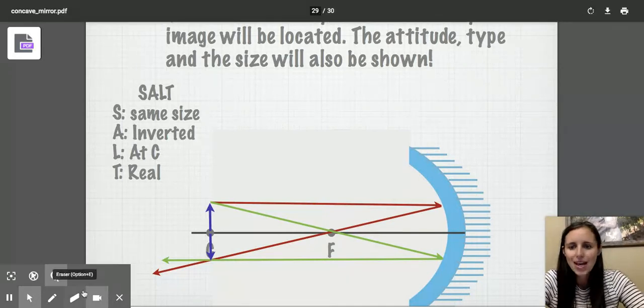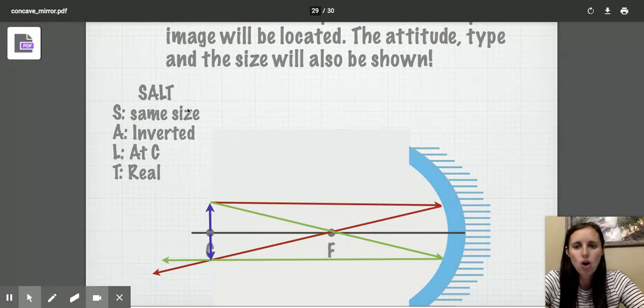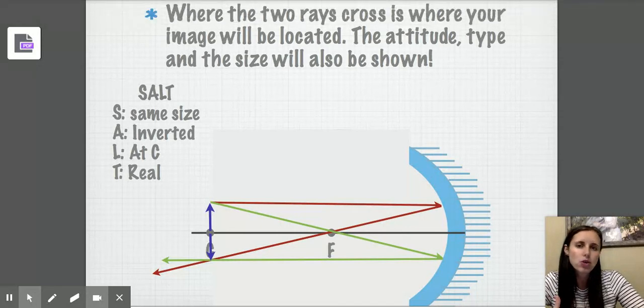I now know that anytime I have an object at C, this is always going to be my SALT. You're going to determine the SALT for the other types of objects, and then we are always going to know where our image is going to be located based off of the object. So I'm making you do all the hard work. That's okay. You're going to be working on that lab for me this week. That lab is based off of just converging mirrors.